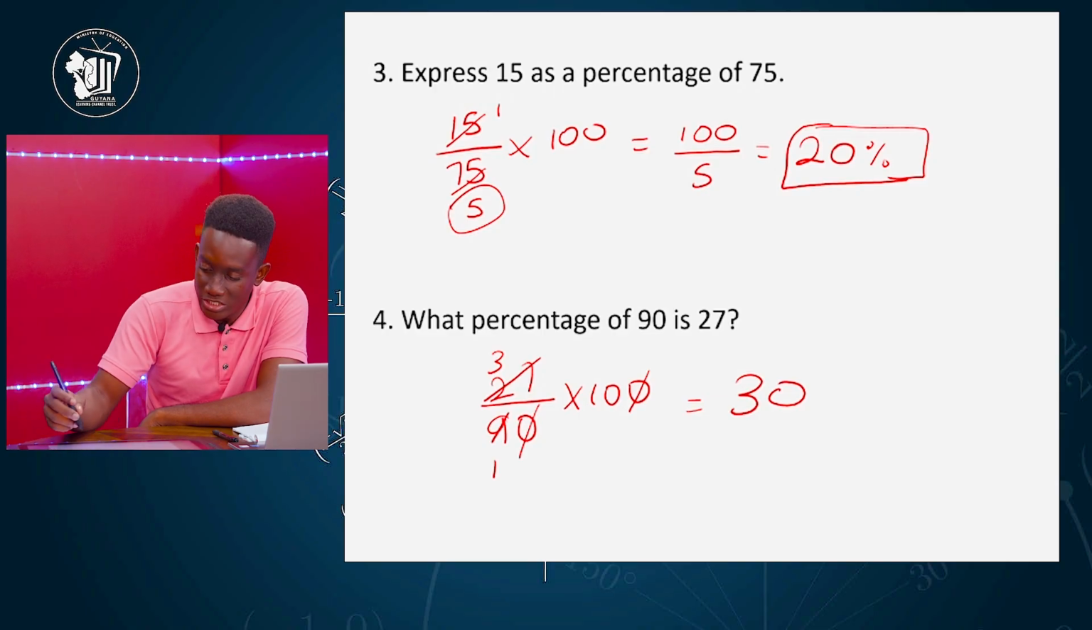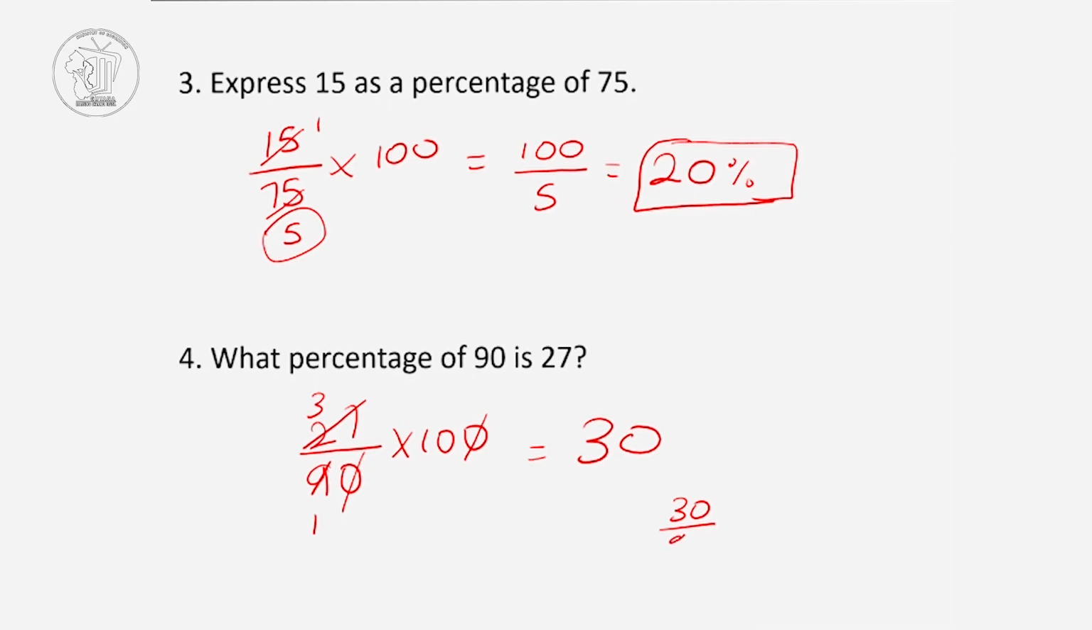And we know we can do a little check to make sure we did this correct. So 30 over 100 multiplied by 90, this should give us 27. So this 0 cancels with that 0, this 0, that 0. 3 times 9 is 27. So indeed, we know our answer is correct.